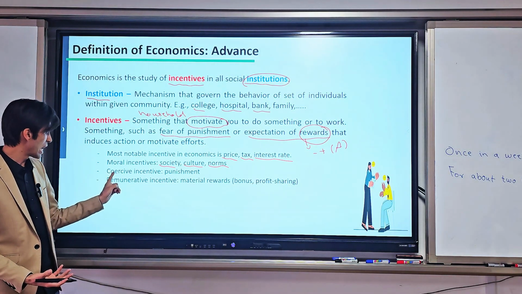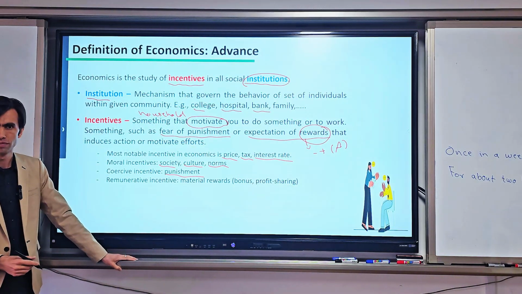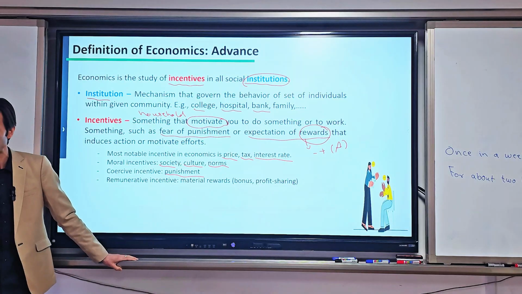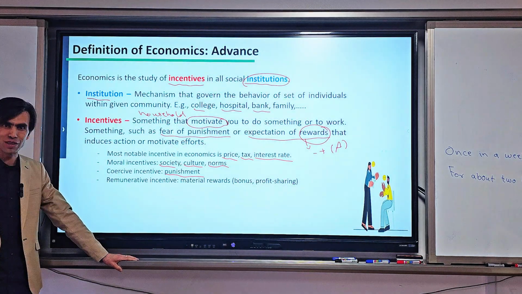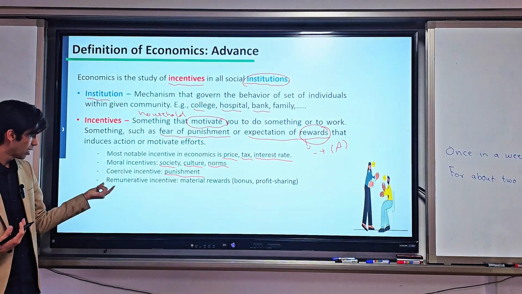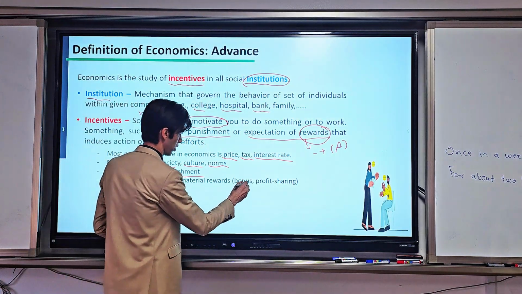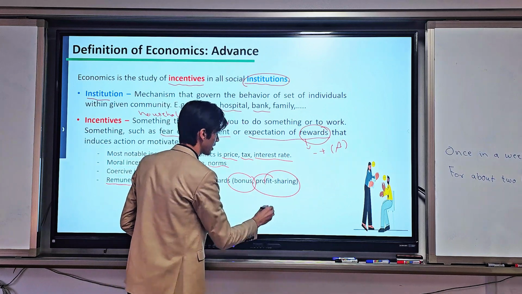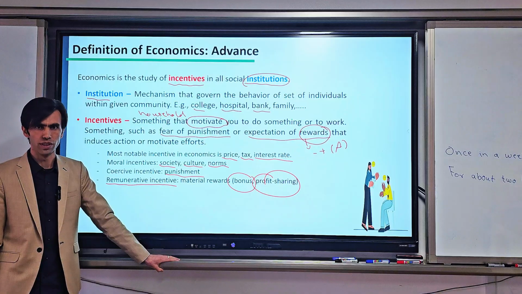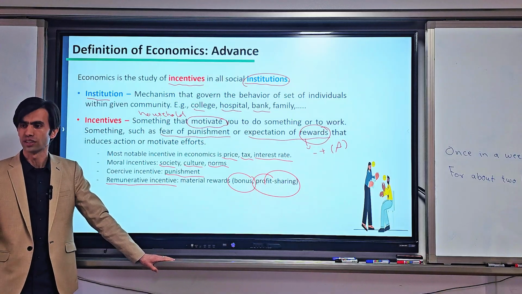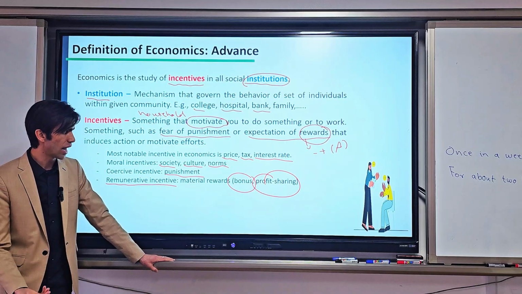And there's a coercive incentive, which is mostly related to punishment. If you don't do something, you will be punished by some other people or sometimes by yourself. And the last one is material reward, like bonus, profit sharing, something else. For example, you work hard in order to get some extra bonus from your job. You work hard in order to have some profit sharing.